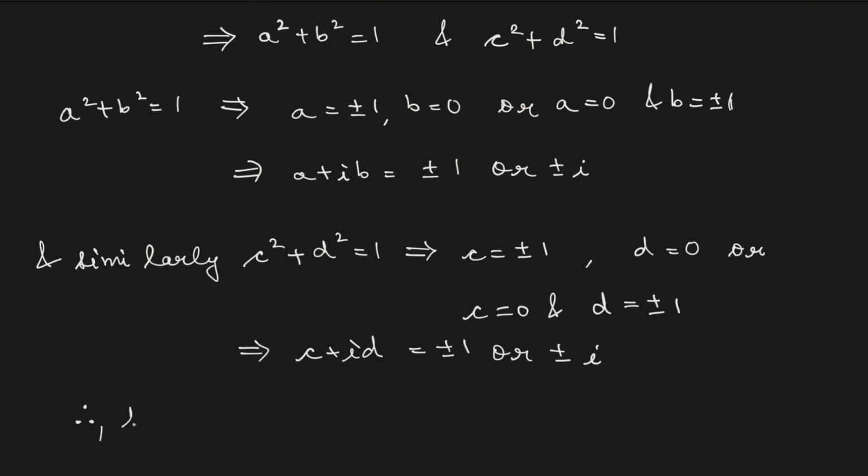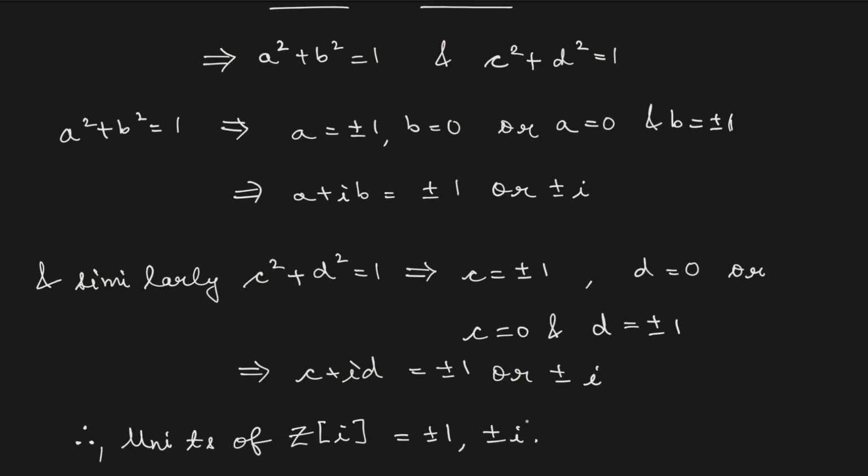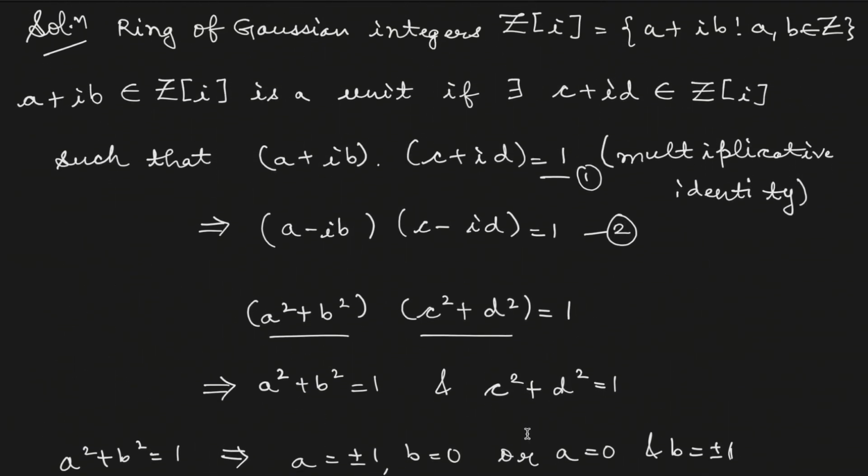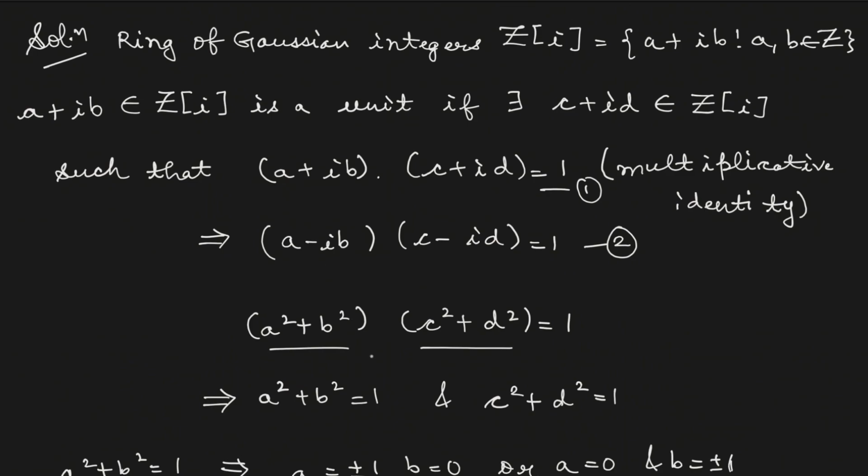Therefore, units of Z iota are plus minus 1, plus minus iota. कल शायद मैंने एक जगह पे डायरेक्ट यूनिट्स लिख दिए थे, तो उसका ये रीज़न था. इस तरीके से निकालने होंगे. ऑलवेज कॉन्जुगेट लेना है इस केस में. हाँ, जब ये आयोटा वाले केस में तो हमेशा ही कॉन्जुगेट लेके हम इजीली निकाल पाएंगे.